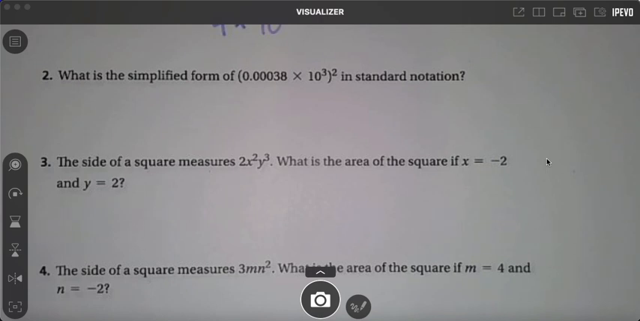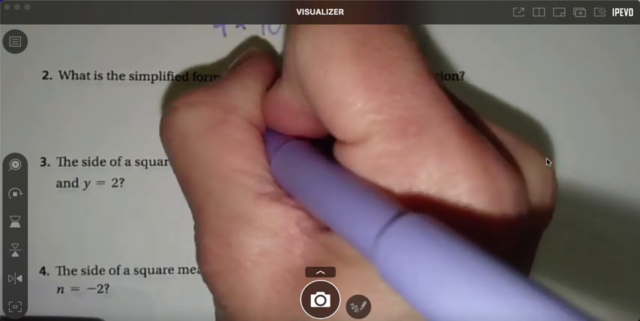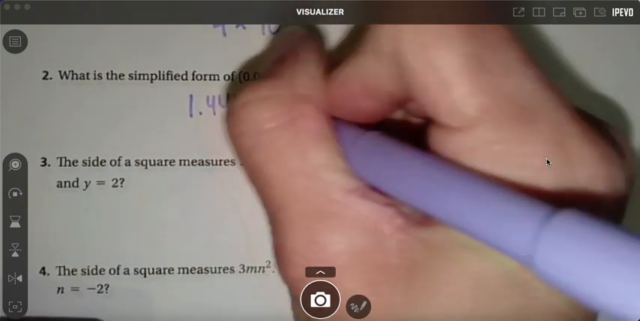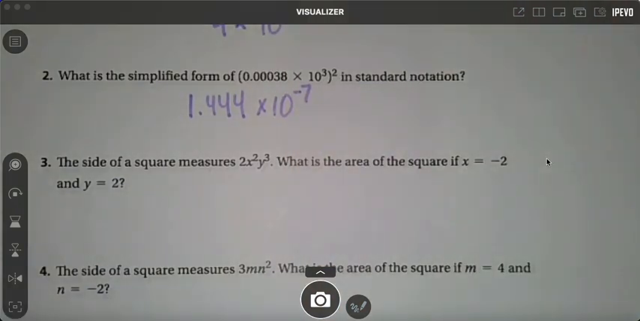Does it let y'all do it on your calculator? 1.444 e to the negative 7. That means 10 to the negative 7. I'll go ahead and do that. Watch. I'm going to write 1.444 times 10 to the negative 7. That's what your calculator says. Does everybody agree with that?